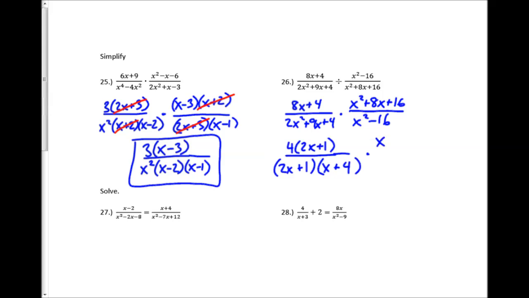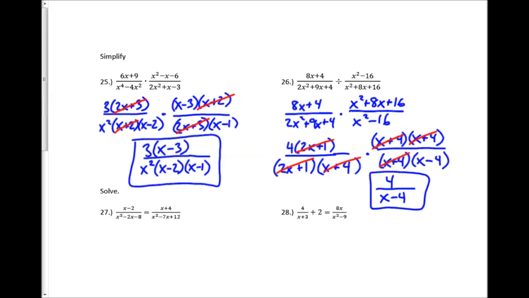Over here, this is going to be an x plus 4 times an x plus 4, which you could write as x plus 4 squared. I'm just going to leave it separated for now. Down here, that's an x plus 4 and an x minus 4. And the reason I left that numerator separated is just because it's going to be a little bit easier to see when I start canceling these things out. Here, these guys cancel. A pair of x plus 4s, another pair of x plus 4s. And so now what I'm left with in my numerator is a 4. In my denominator is the x minus 4. And that's it. Okay?